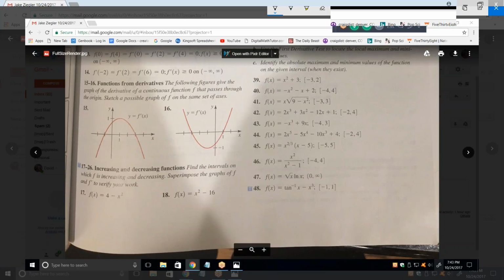Following figures give the graph of a derivative of a continuous function that passes through the origin. So we're looking at the derivative graph here, not the original graph. Tell me what degree polynomial the original graph is on 15. 2. No, the first derivative is 2. Oh, no, that'd be cubic then. Yeah, exactly. Both of these, 15 and 16, the original graph is a cubic. You lose exactly 1 power as you take derivatives.